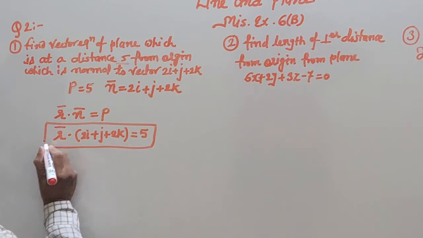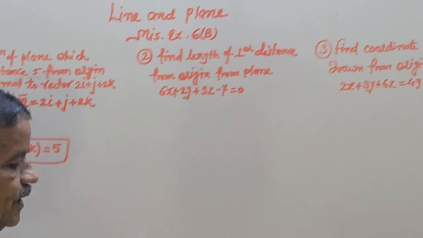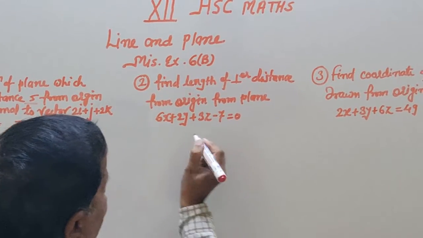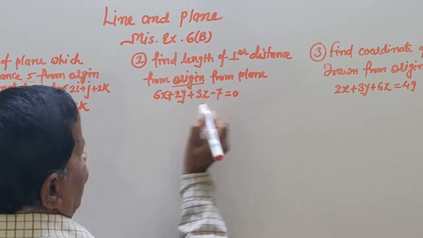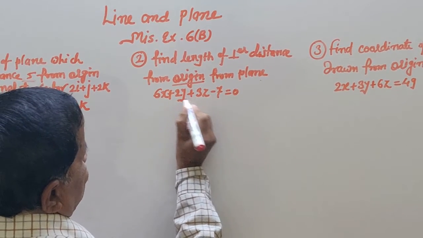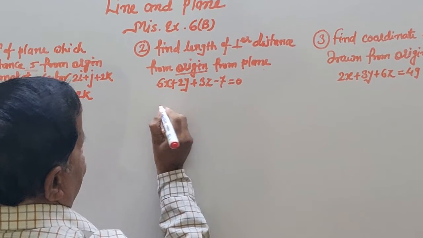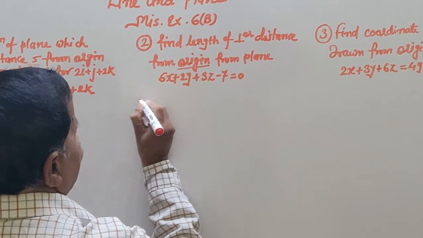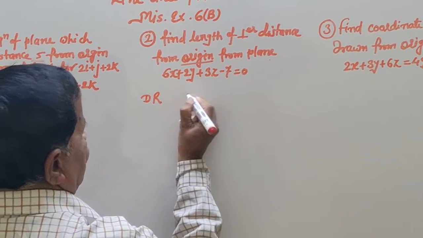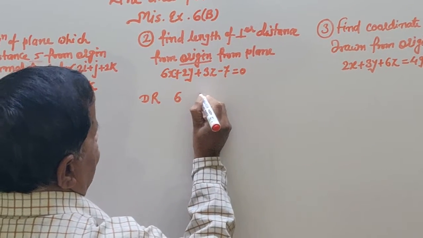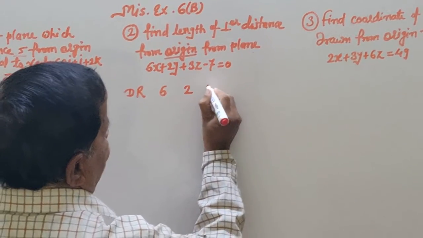Now we are going to solve the second problem. Find the length of the perpendicular from the origin to the plane 6x plus 2y plus 3z minus 7 is equal to 0. Now what will I do here? Write down the direction ratios. The direction ratios are 6, 2 and 3.